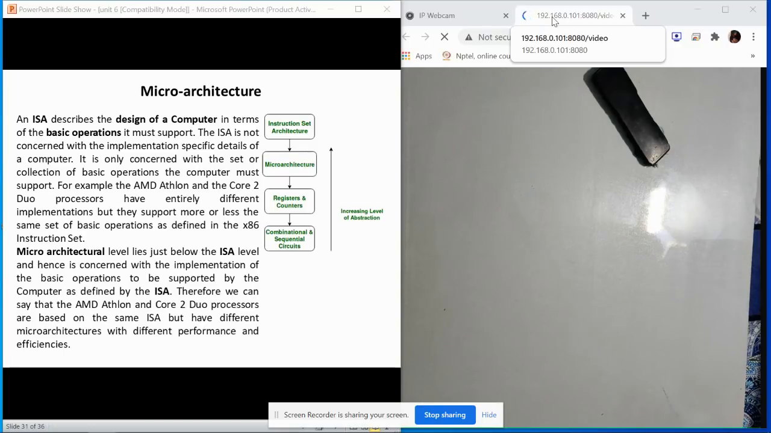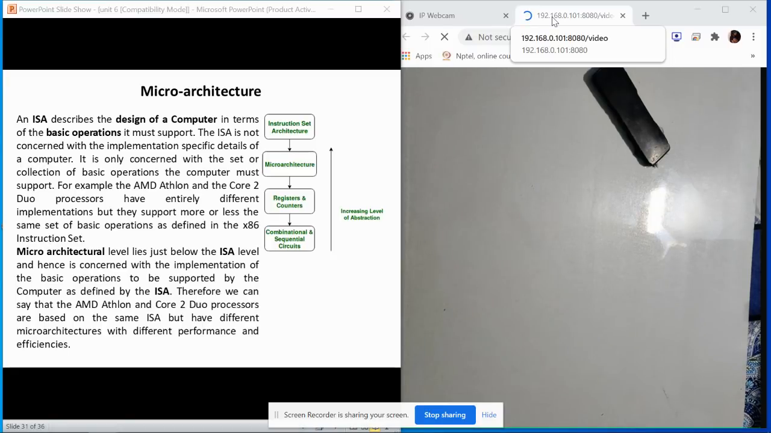So as you move from instruction set architecture to microarchitecture, you get more details about the implementation. Similarly, when you move from microarchitecture to registers or counters, you get more detail. Similarly, when you move to the combinational circuit level, you get more detail. When you move in the upper direction, you get abstraction: the information about how the sequential circuits are actually executing an instruction is hidden from the user. That is the abstraction, which means you don't know how it is being executed by your computer.